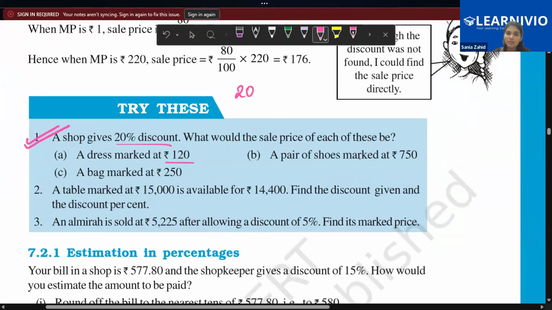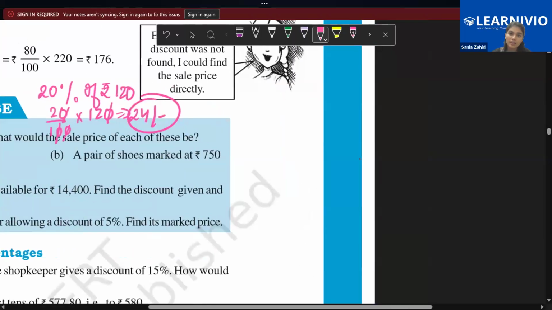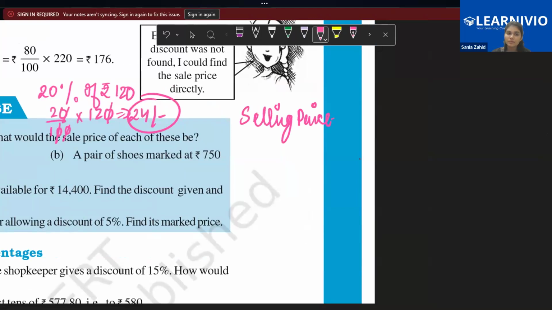So 20% of rupees 120 you will do. So that becomes 20 upon 100 into 120. 0 and 0 cancel, 0 and 0 cancel. You have 24 rupees. Okay, 24 rupees with you. Now, basically the selling price becomes 120 minus 24. So you get 96 rupees.